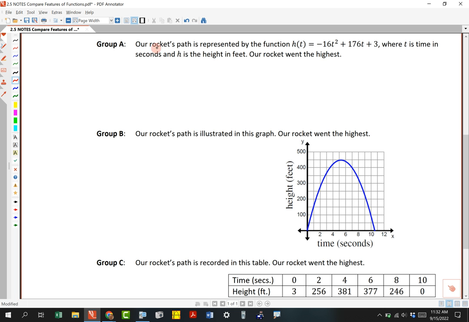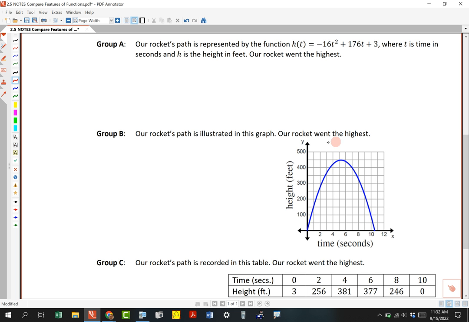So group A, our rocket's path is represented by this function. Notice it says h of t. Pretty common thing. We've got everything in terms of t over here on this side of the function, and it says t is time in seconds, h is the height in feet. So there's a lot of information there they presented to us, and they said our rocket went the highest.